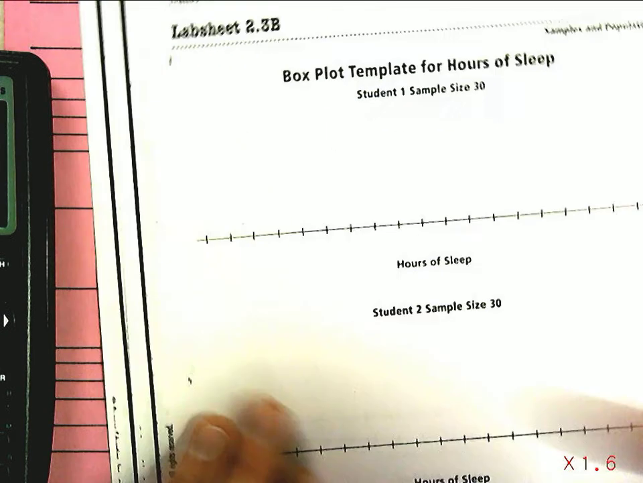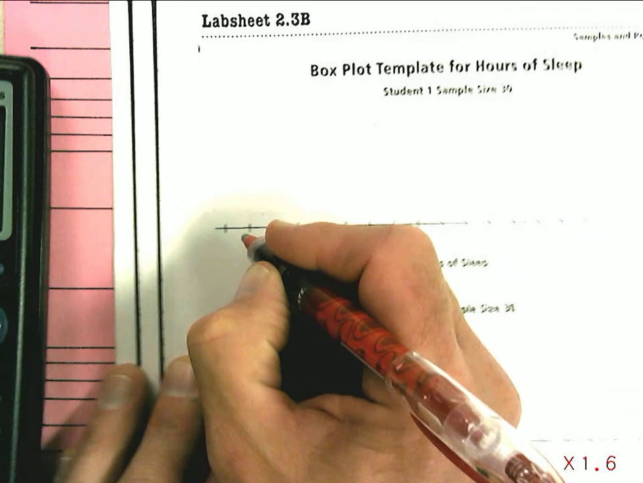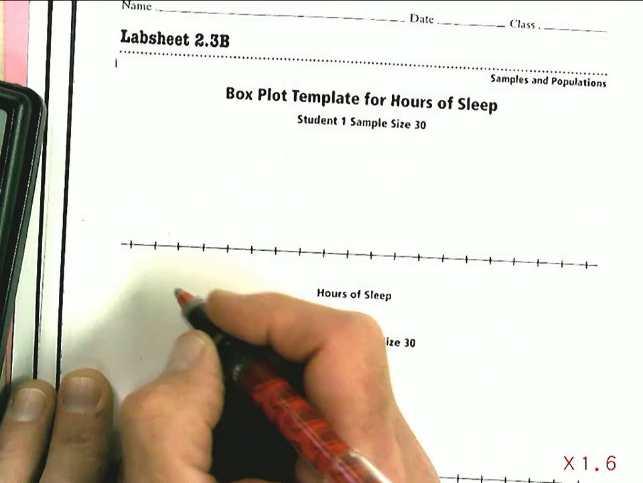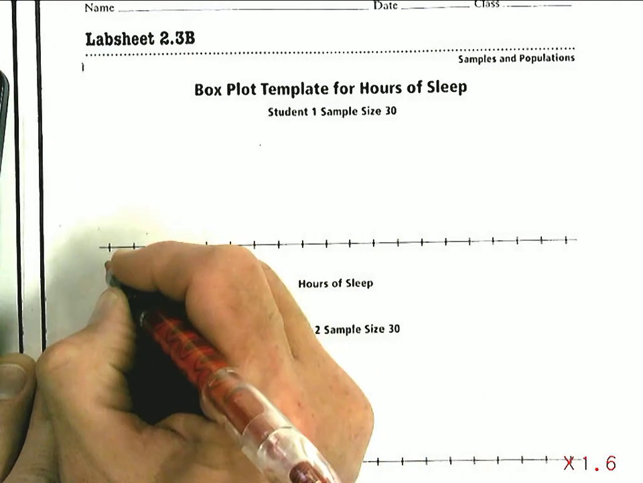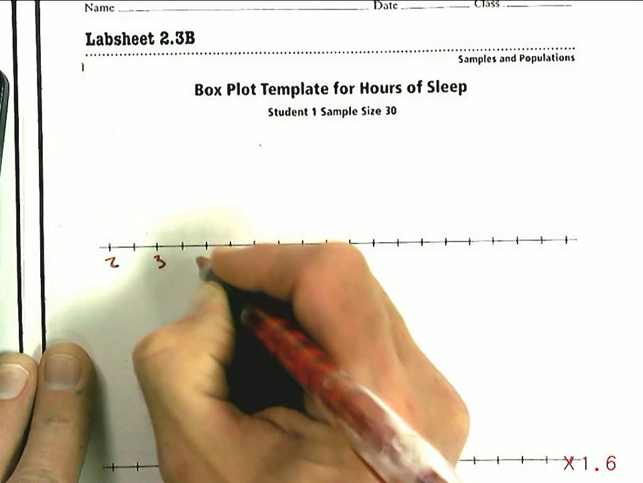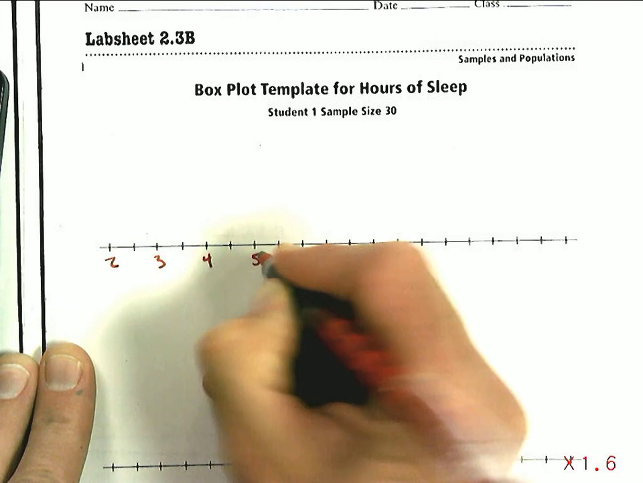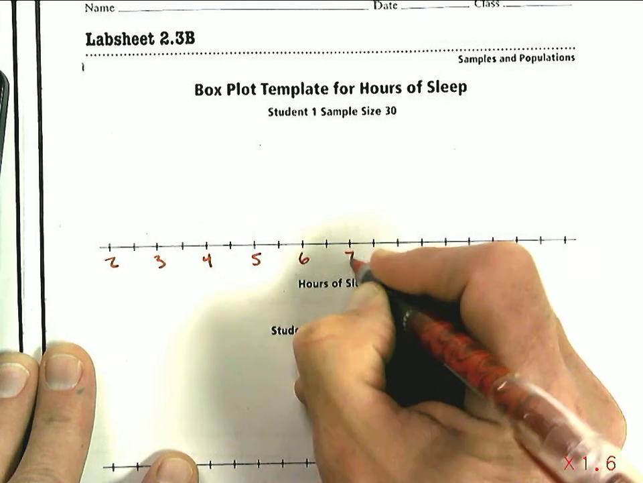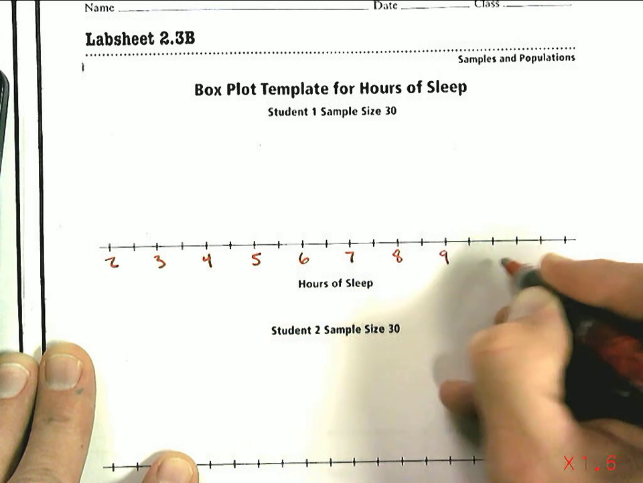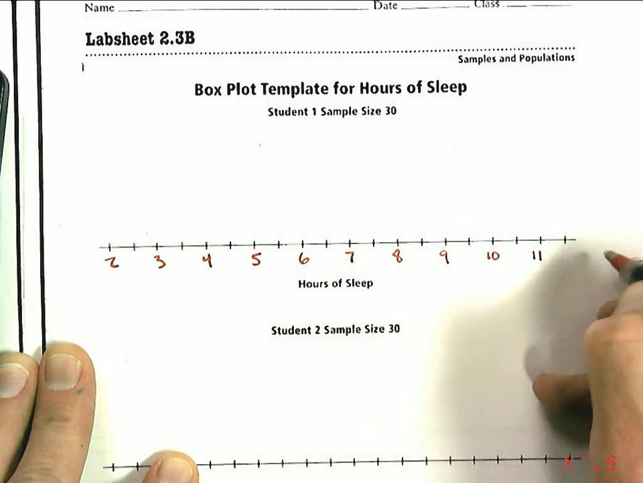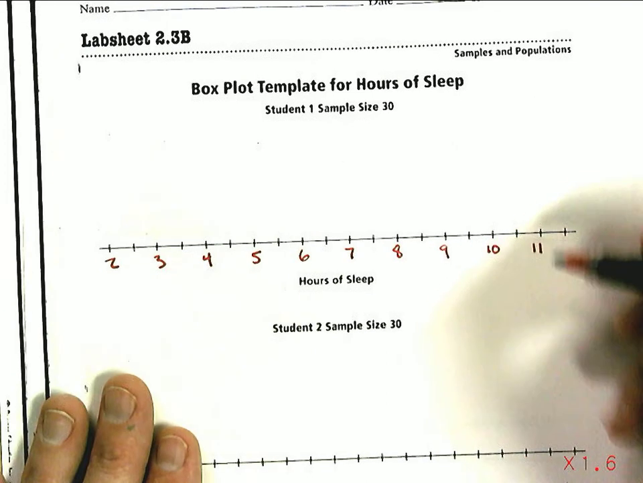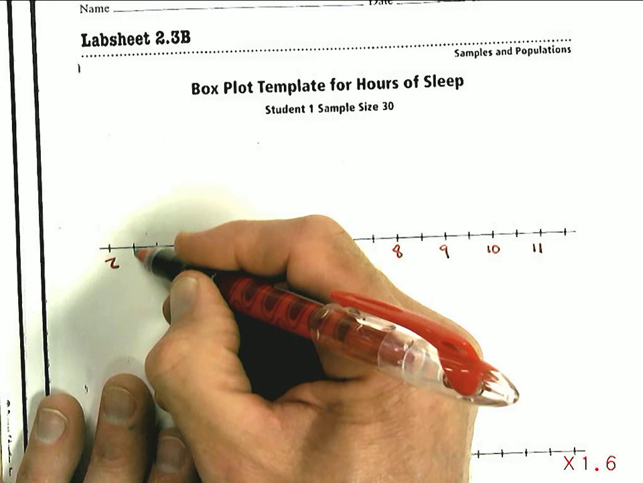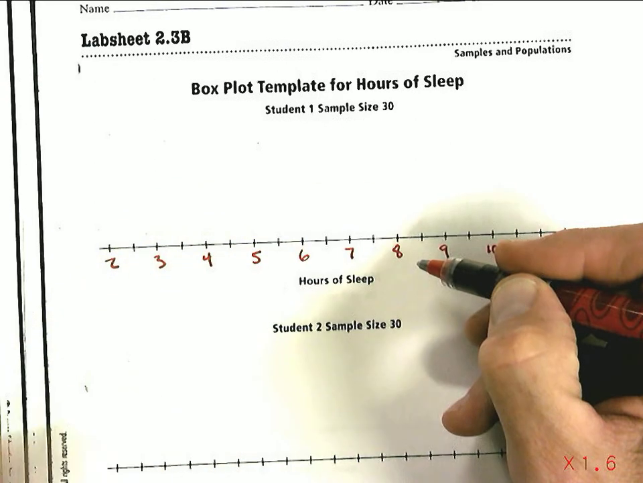So try this again. When I make mistakes, I'm glad I caught it, and I can fix it here before I make my box and whisker plot. So again, 2, 3, 4. I'll help myself by putting in the whole numbers first. 5, 6, 7, 8, 9, 10, 11, and if we were off the chart, we'd be 12. Hopefully nobody's sleeping too much more than 11 hours, so this should work. I'll leave those out in between, so you know those are half hours in between, and that will help.